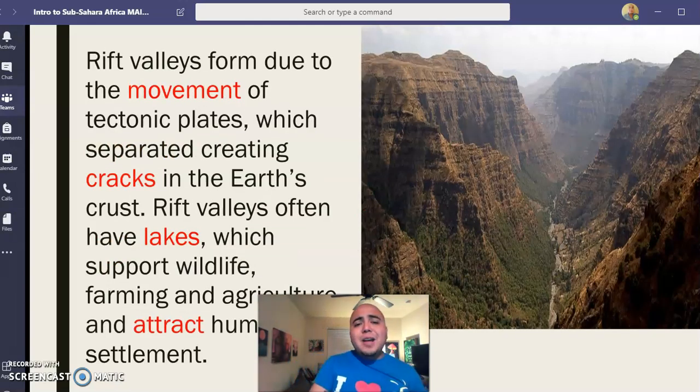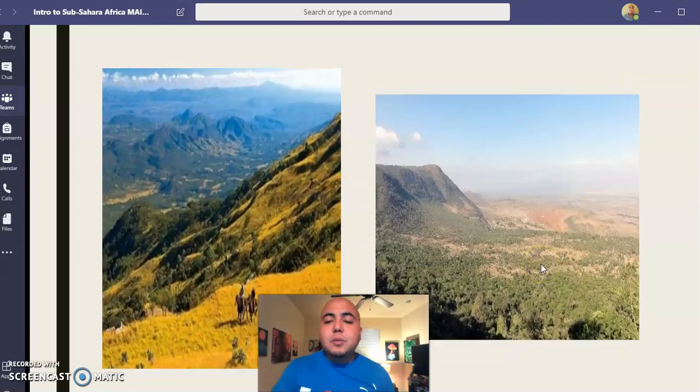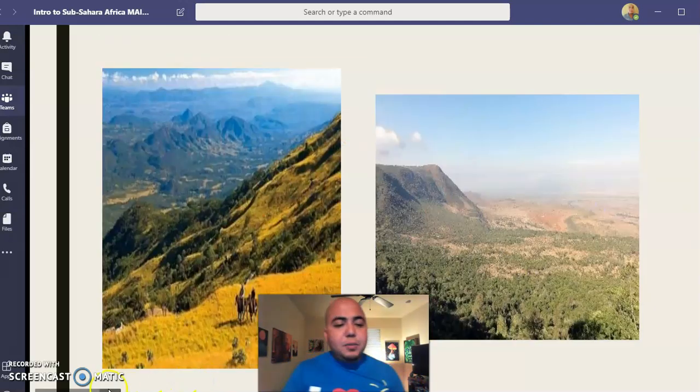All right. Rift valleys form. Okay, so this is a rift. We talked about landforms in the first unit. Notice that this is a rift valley. So what do we see? You see mountain, mountain, and you see this gap right here. So rift valleys formed due to the movement of tectonic plates, which separated, creating cracks in the Earth's crust. Rift valleys often have lakes, which support wildlife, farming, and agriculture, and attract human settlement. Okay, so this is one of the Great Rift Valley right here. So you can see the traces of the one in Africa right here. And again, so you can see much more of the view of what it looks like. All right, so that concludes the lecture for this part of the lesson.